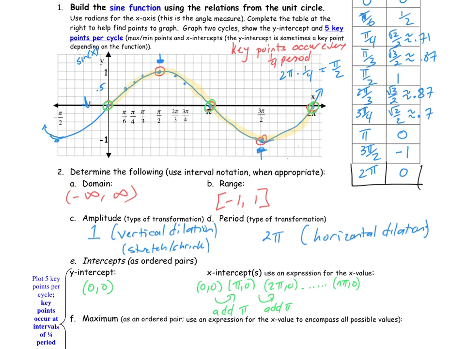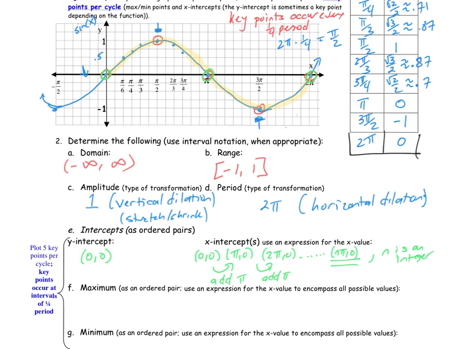So the expression for all x-intercepts is going to be (n pi, 0), and n is an integer. You need to state what n means. It's not just a real number, it's an integer, which means we could also go back to (-pi, 0). N could be negative as well.